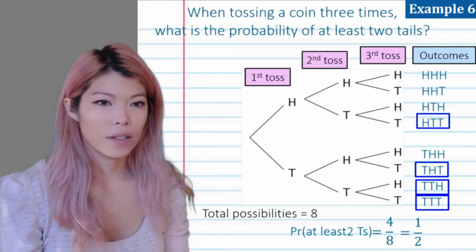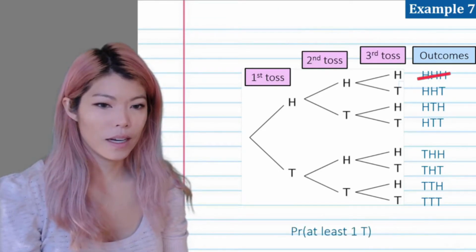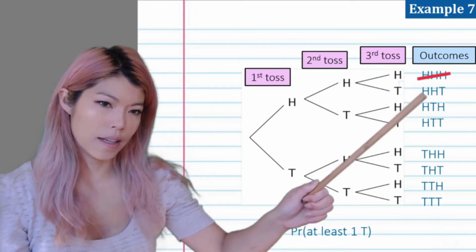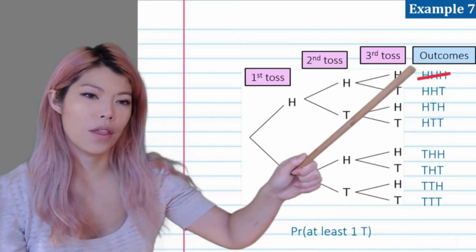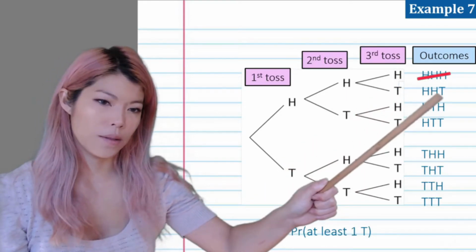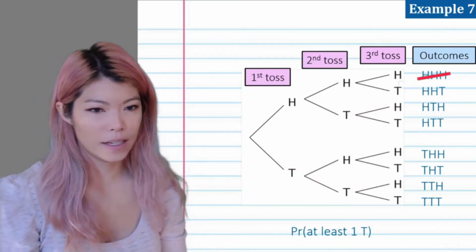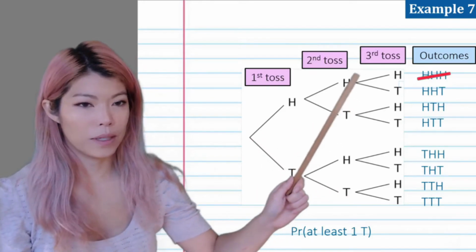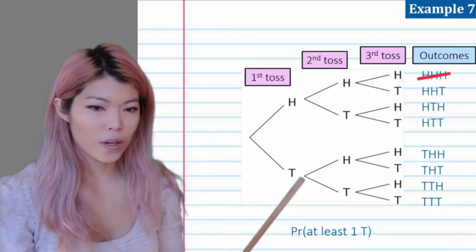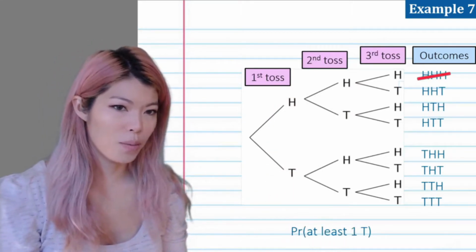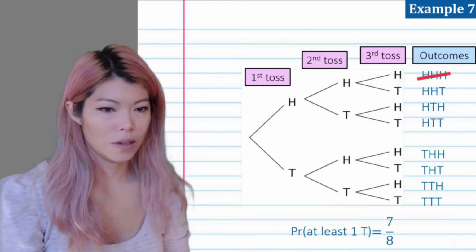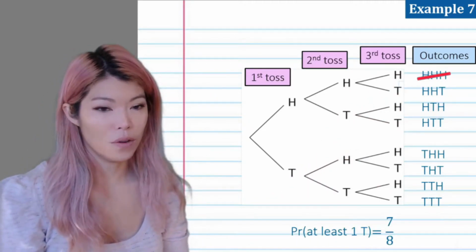What about at least 1 tail? So everything here has at least 1 tail except for the 3 heads. So at least 1 tail means 7 out of 8. But you can also work out the probability of at least 1 tail by doing 1 minus not getting a tail, because that would also give us 7 over 8.